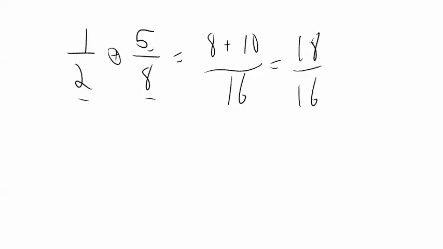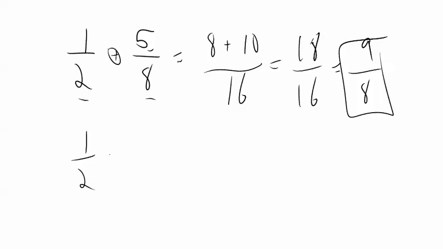Now I'm not done here because I have to reduce this final value. With 18 over 16, both of these numbers have 2 in common. So I can say that's 9 over 8. And now I'm finished with my answer. Again, I get an improper fraction, but it ends up being 9 over 8. You can do this as many times as you want.